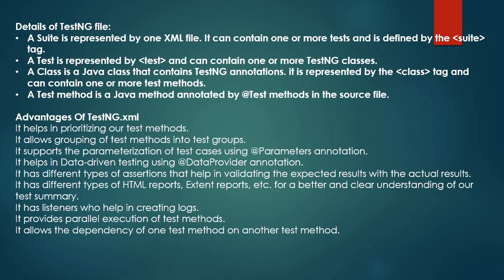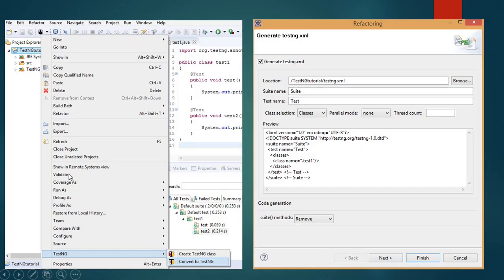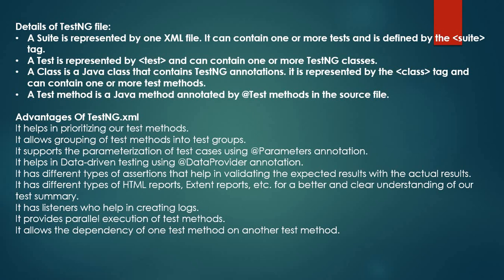And then a test. We already discussed what a test is and how we declare the test method. This is the test name, whatever test name we specify using the test annotation. Moving on, we also have classes and then the test method name.